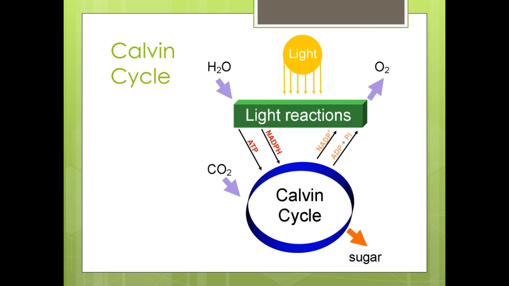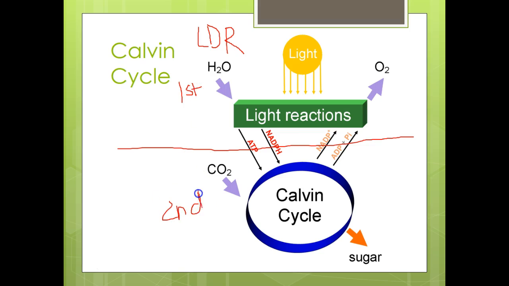This is a good overview of the light-dependent and light-independent reactions. It's the good overview of photosynthesis. Notice that the light reactions, which are basically this half, the light-dependent reactions, are the first half of photosynthesis, and the second half of photosynthesis would be the light-independent reactions. Okay, we've got the light-dependent reactions and the light-independent reactions.